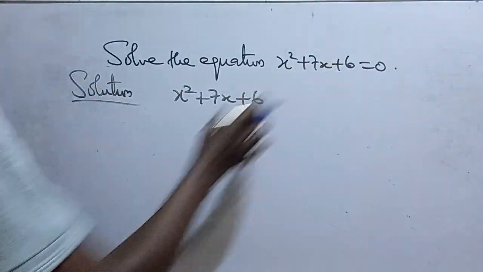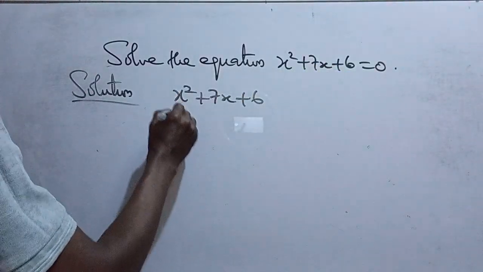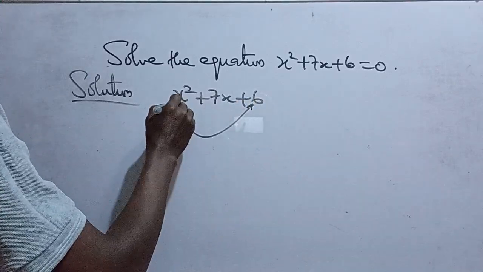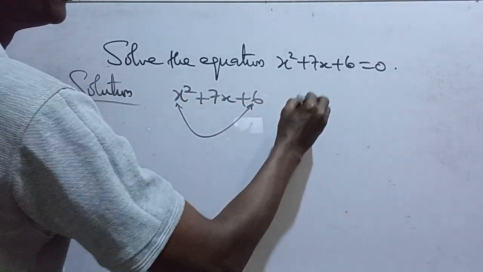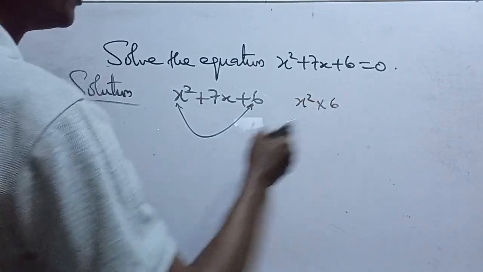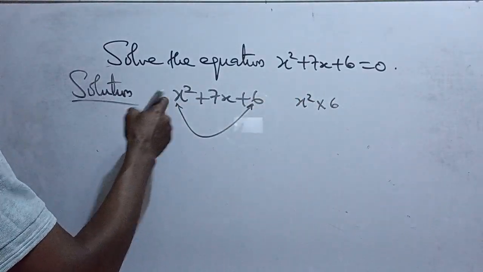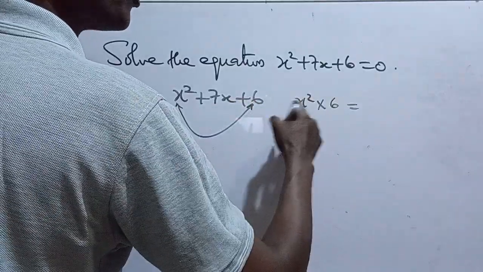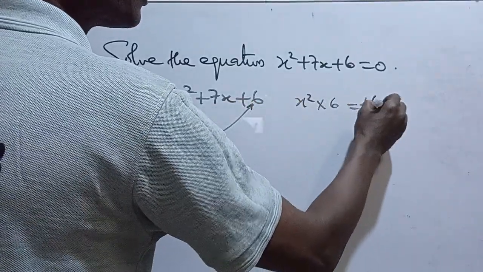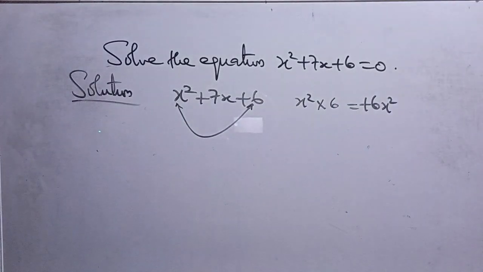First of all, let's deal with the left-hand side of the equation. You multiply the first term by the last term. That is, multiply x squared by 6. Don't forget, x squared has a positive sign here. 6 has a positive sign. So both of them have a positive sign. So plus times plus is plus 6x squared. Okay. Now we have gotten plus 6x squared.